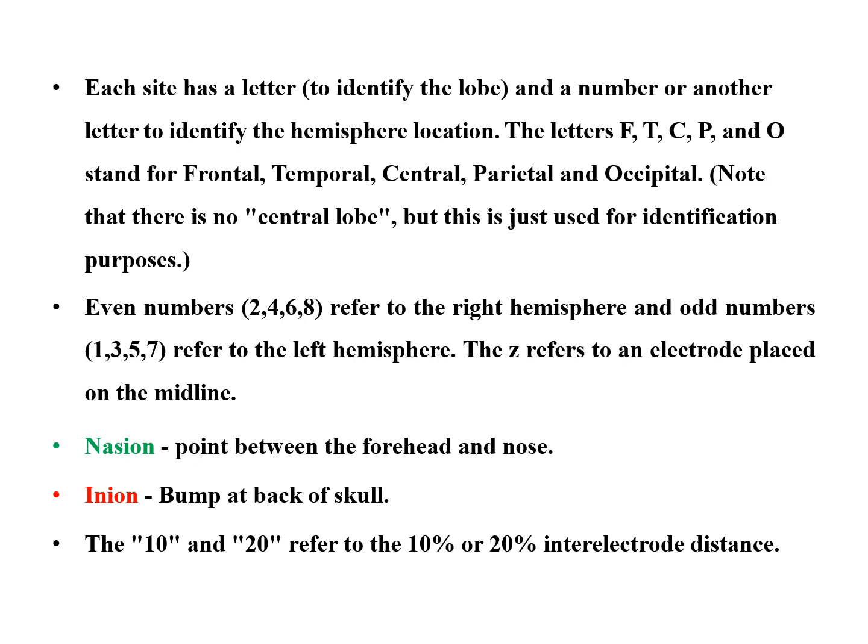The letter F means frontal lobe, T means temporal lobe, C means central lobe, P means parietal lobe, and O means occipital lobe. These are used to measure the placement of the electrodes. Even numbers 2, 4, 6, 8 refer to the right hemisphere and odd numbers 1, 3, 5, 7 refer to the left hemisphere. Z refers to an electrode placed on the midline. Nasion is the point between the forehead and nose, and inion is the bump at the back of the skull.